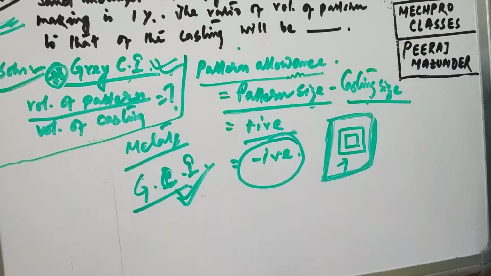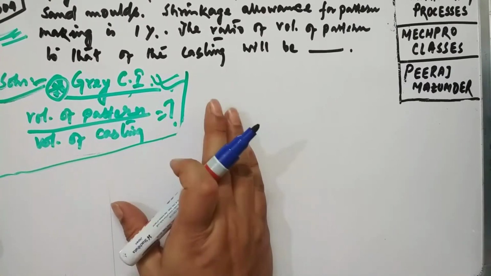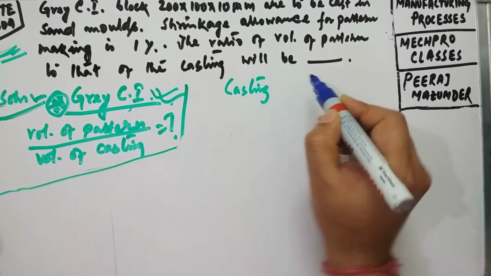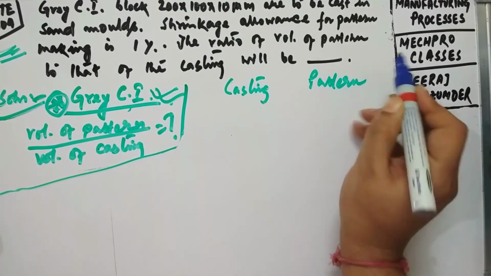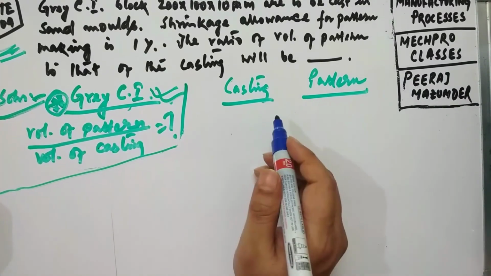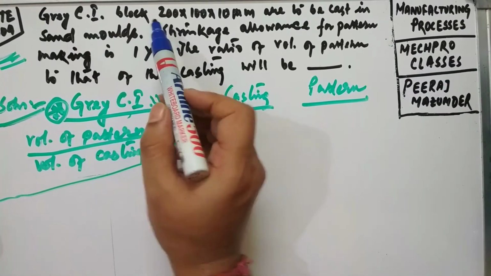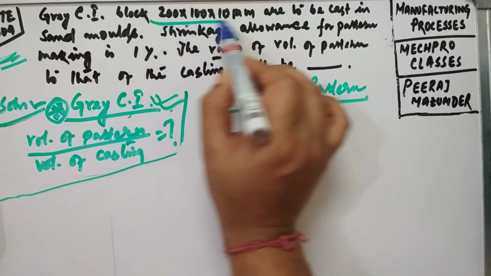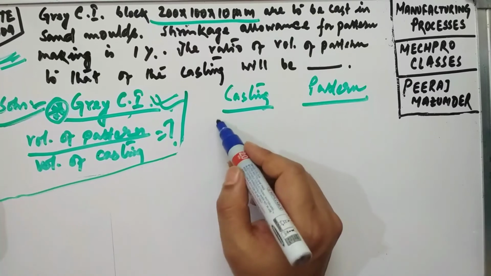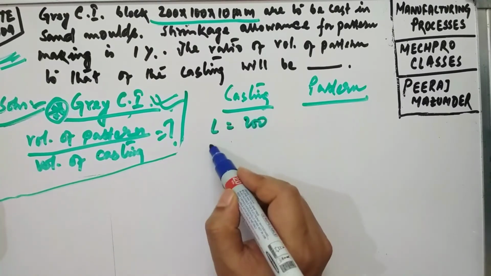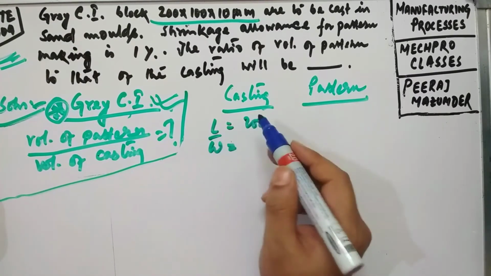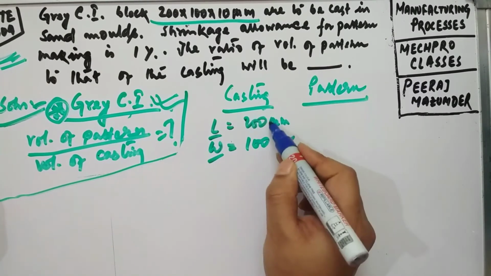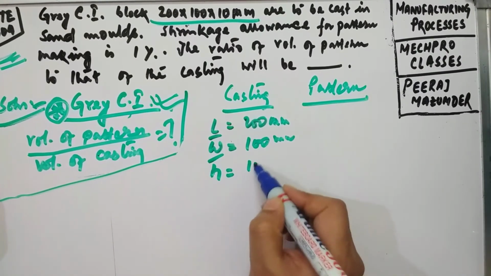Okay, so let us solve the particular problem. Now look, I will write here casting and pattern. We have to find the ratio of the volume, pattern and casting. Now look, a grey cast iron block 200 into 100 into 10 millimeter is to be cast. So this is the dimension of the casting to be made. Now I can write it as L equal to 200, W, width, equal to 100, so these are all in millimeter. Now height is given as 10 millimeter.